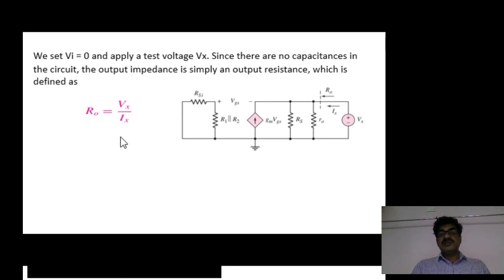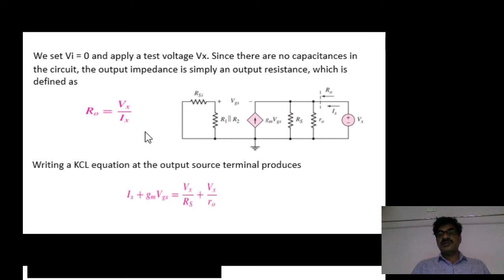To derive it, it is better to write the KCL equation at the output node, that is at the source terminal. Ix plus gm VGS, these two being the incoming currents, equals the outgoing currents, Vx divided by RS plus Vx divided by r naught. This is the KCL equation at the source.